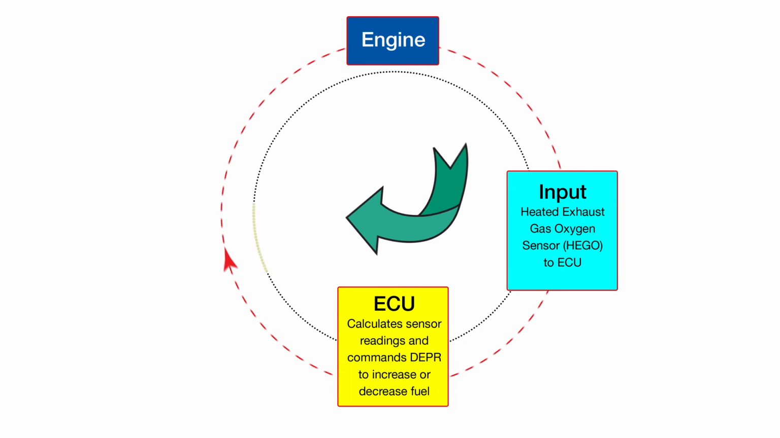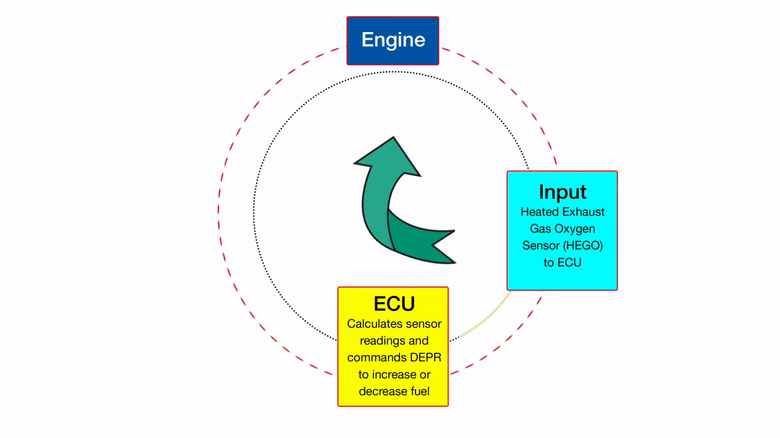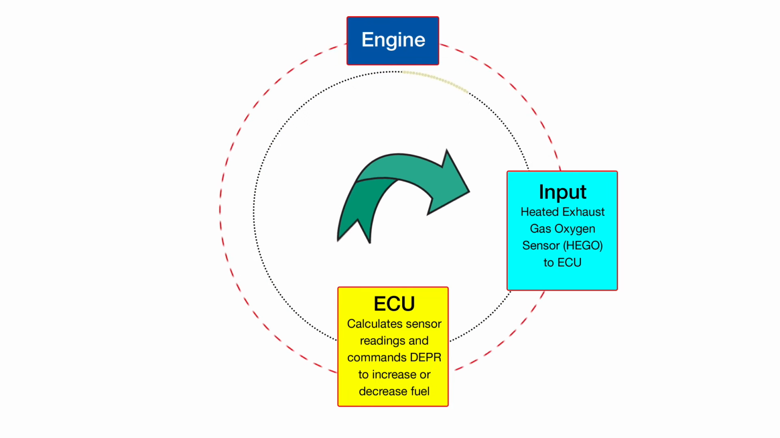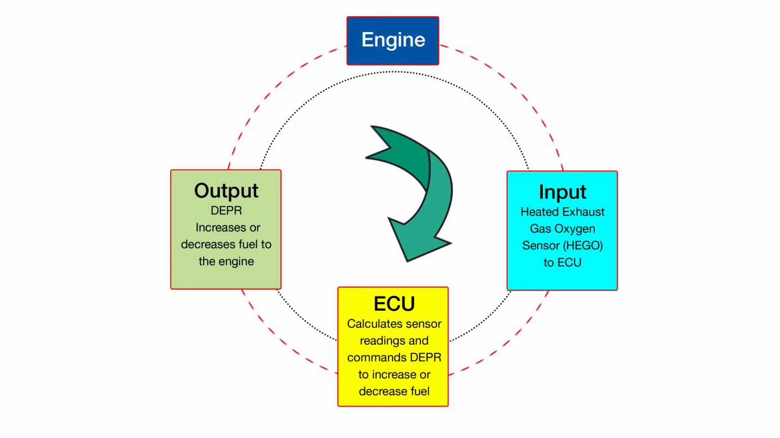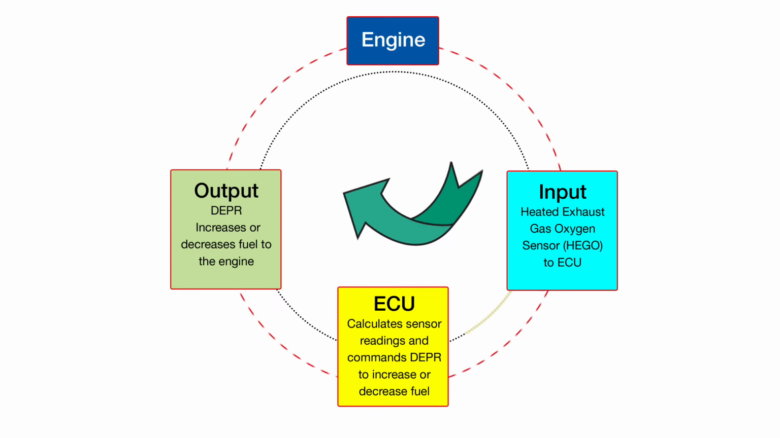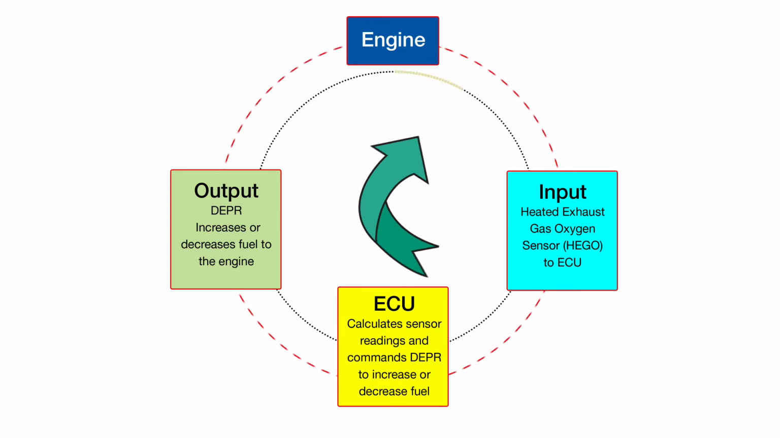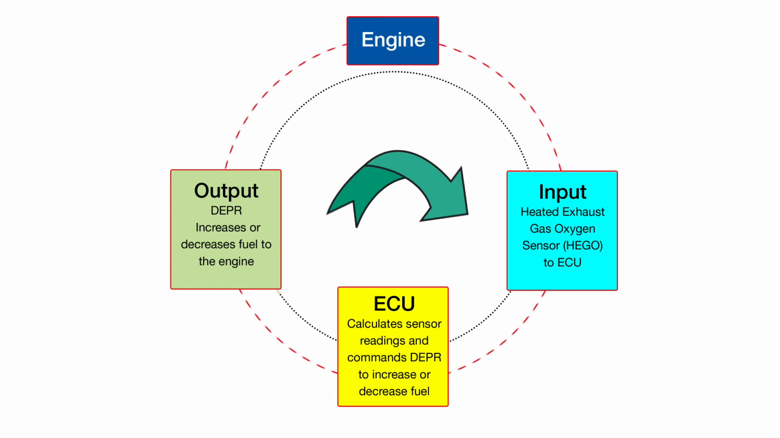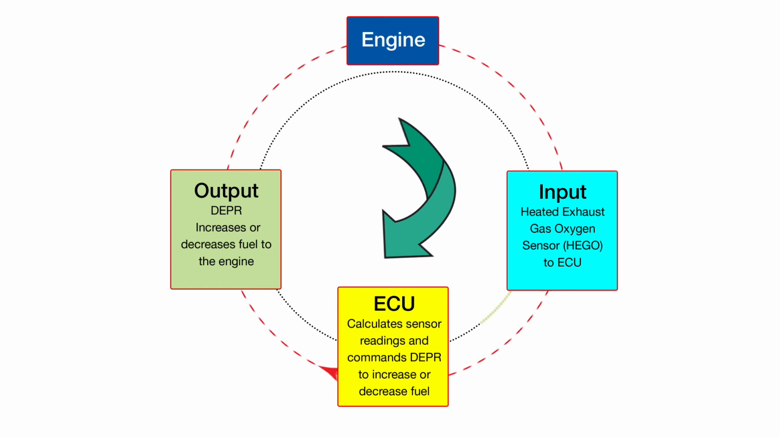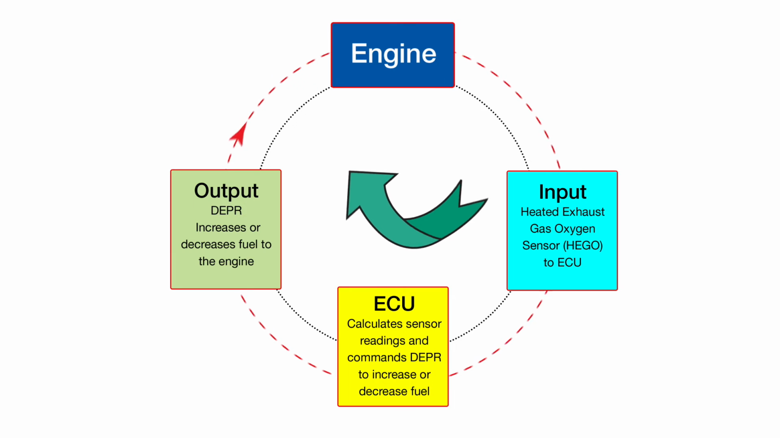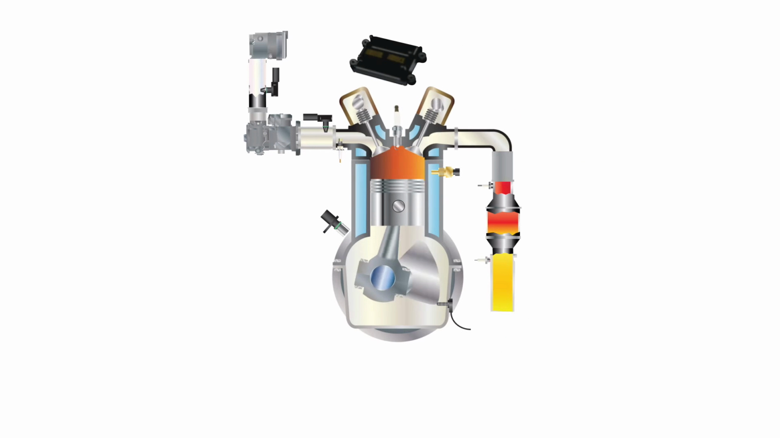Sensors on the engine input to the ECU exhaust heat, oxygen content, pre-ignition, and speed. The ECU calculates sensor input and gives command outputs to the Direct Electronic Pressure Regulator, or DEPR, to increase or decrease fuel pressure. We now have a closed-loop input feed to the engine. Sensors along the closed-loop path constantly feed input to the ECU while the engine is running.